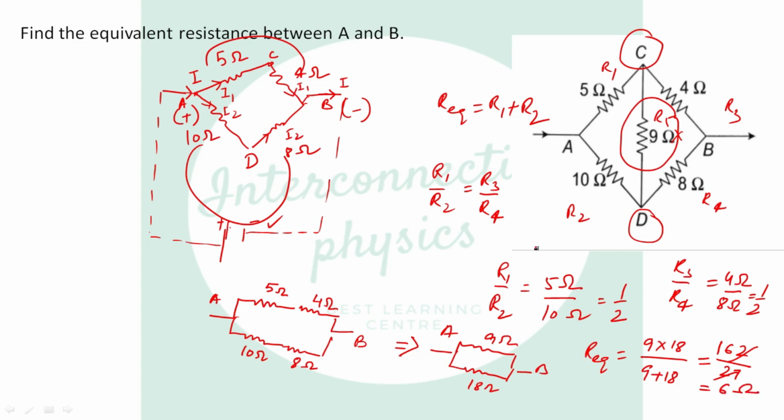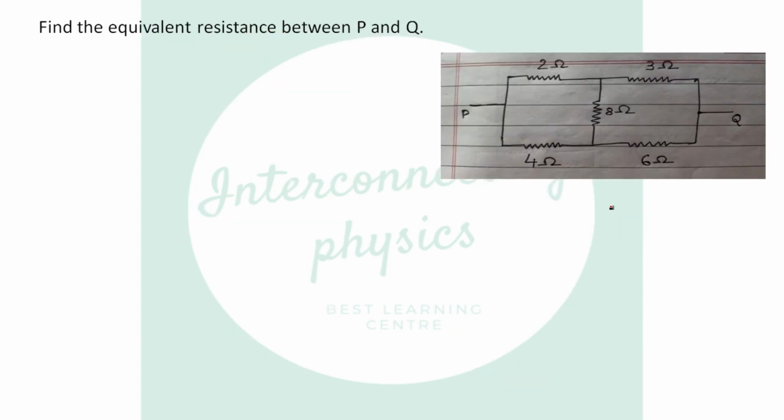Okay, so in this way you can calculate the equivalent resistance between point A and B. Now next problem, find the equivalent resistance between point P and Q. This is also a Wheatstone bridge type problem. Okay, so let us understand this. This is point P, this is point Q. Let us say this is point X and this is point Y. So let us draw X and Y.